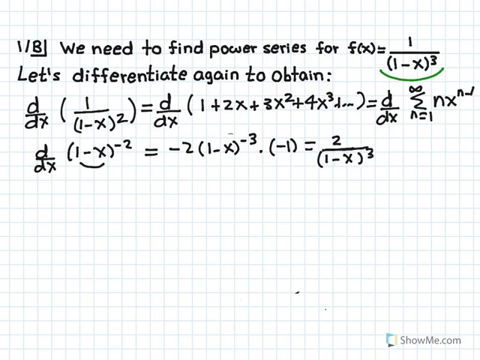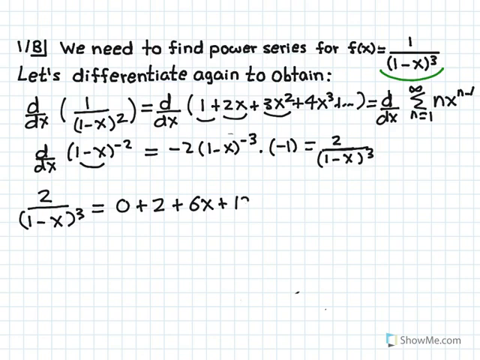So we can now write the power series representation of 2 divided by 1 minus x cubed. So 2 divided by 1 minus x to the power of 3 is equal to, let's differentiate term by term. Derivative of 1 is 0. Derivative of 2x, applying the power rule, is just 2. Derivative of 3x squared gives us 6x. Derivative of 4x cubed gives us 12x squared, and so on.